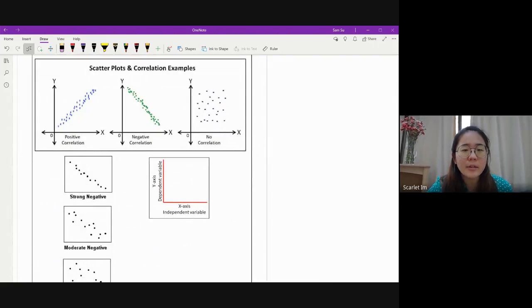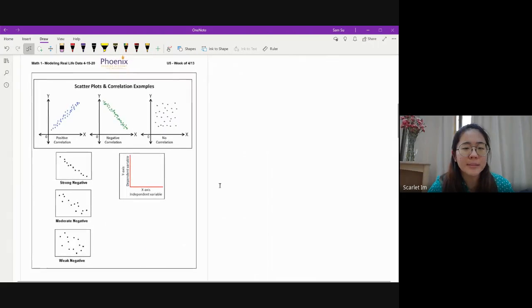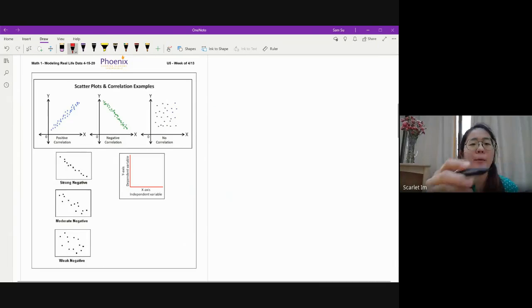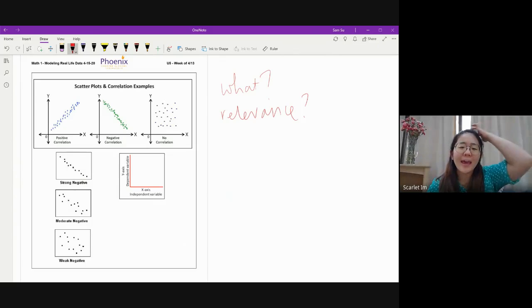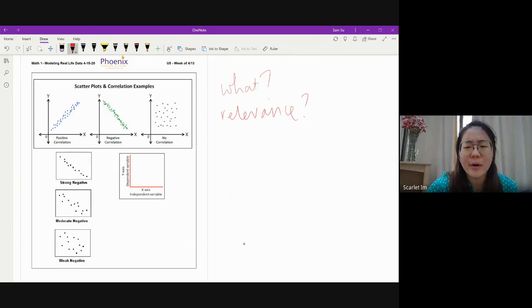Now, I do want you to know that when it comes to scatter plots, I really want you guys to think about when you want to describe anything, you want to know the what, right? What is it comparing? What are you talking about? You really want to focus on the relevance of the material, and you want to think about the conclusion, right? The why. What's the point of all this?